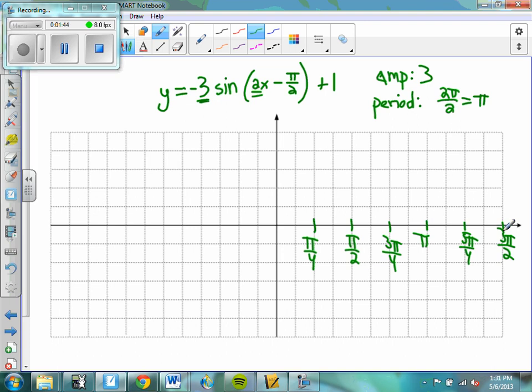Sine is the one that starts in the middle. Sine would usually be here at my origin and start going up and down. That's what it normally does. But everything is moved right pi over 2. So I'm going to basically move my y-axis here at pi over 2. And everything is moved up 1. I'm going to count by 1s and call this up 1.